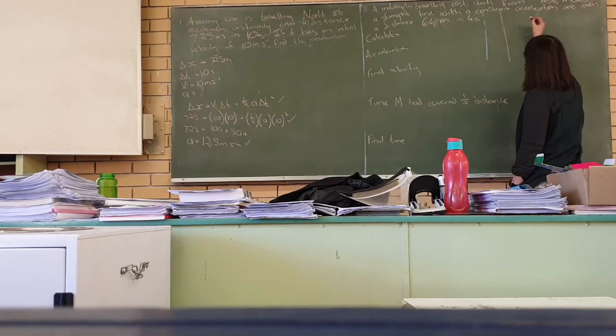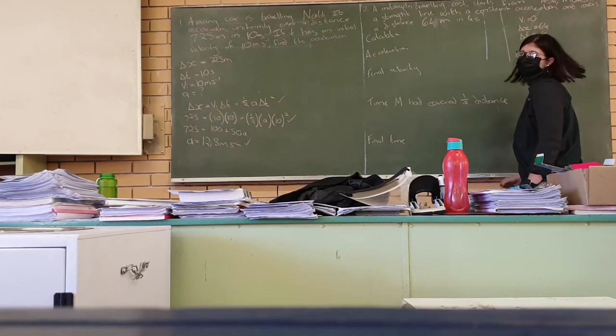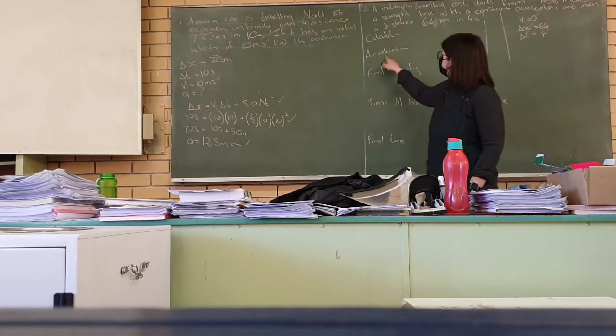Alright, so starts from rest. That means Vi is 0. We know our delta x is equal to 64. Delta t is equal to 4. You guys happy with how I got all those values? Yes. Okay, so now it says calculate acceleration.